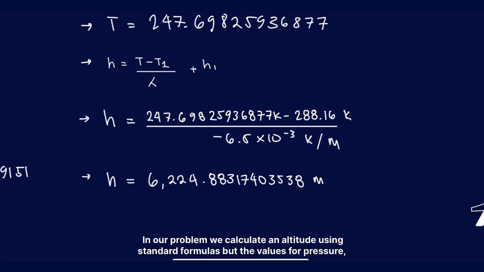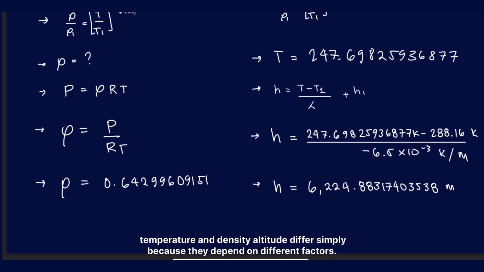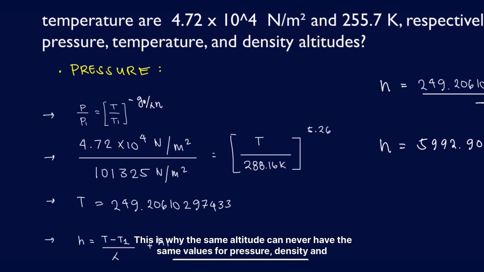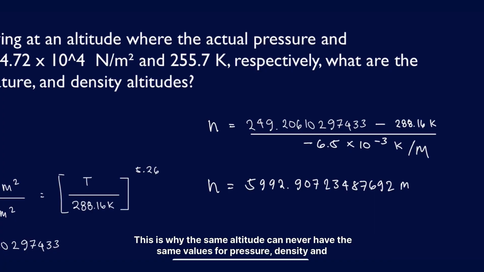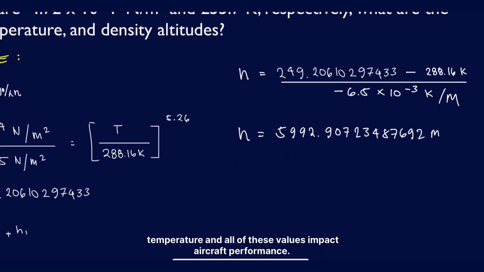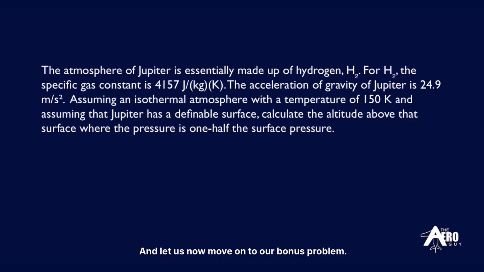In our problem, we calculated altitude using standard formulas, but the values for pressure, temperature, and density altitude differ simply because they depend on different factors. This is why the same altitude can never have the same values for pressure, density, and temperature, and all of these values impact aircraft performance. And let us now move on to our bonus problem.